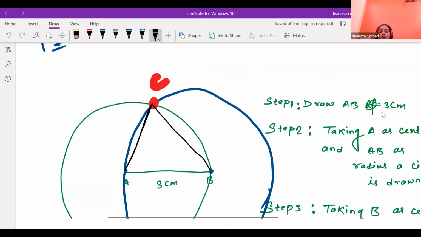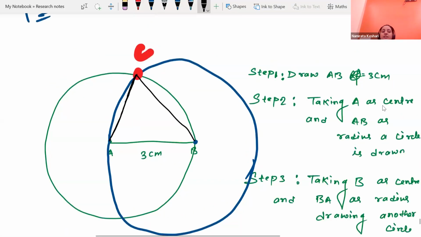Now, can we say ABC is an equilateral triangle because we have drawn AB? We have taken the radius as AB and have drawn a circle. So this also looks like a radius only. And we have constructed an equilateral triangle.